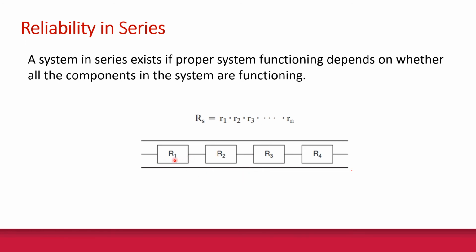So maybe this is our television set, and inside the television set there's our picture tube, there's a power source, there's the electronic components that get the signal in and signal out, etc. So each one of these has a certain reliability. So the overall system reliability is simply the product of each individual reliability.